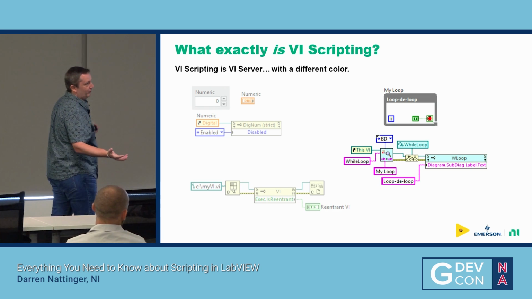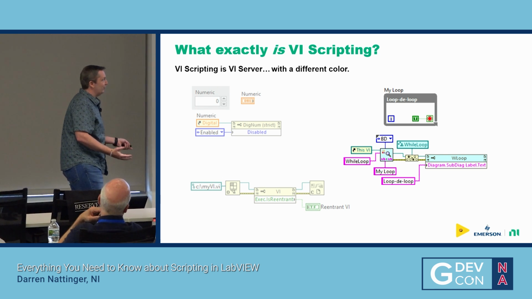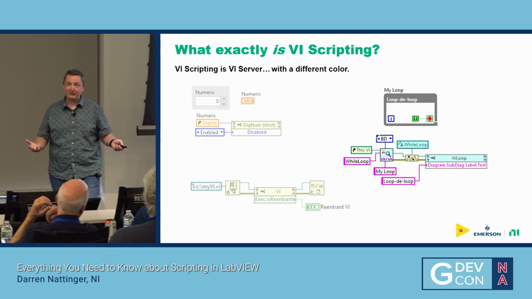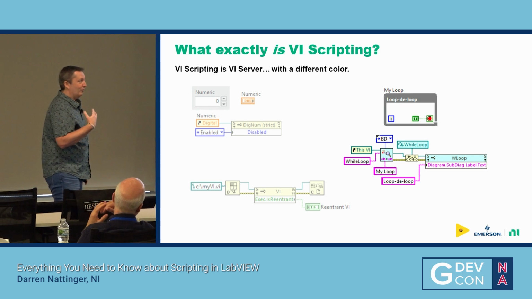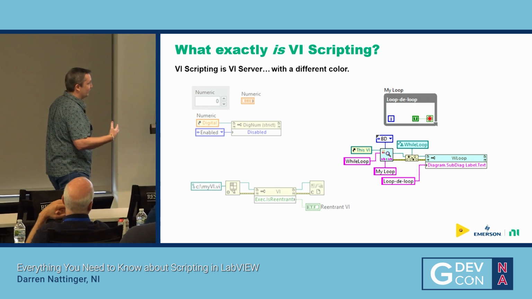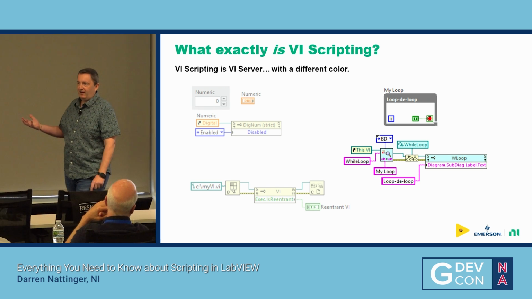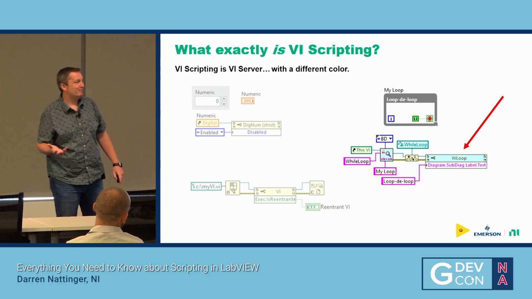Here's some scripting code. If you've never seen scripting code before, this is what it looks like. Looks pretty familiar, right? You've got a property node, and you're setting a property of something. Only in this case, instead of manipulating the appearance of something on the front panel, we are programmatically manipulating the appearance of something on the block diagram. Specifically, we're setting the subdiagram label text. Now, what's the big difference? It's a different color, right?